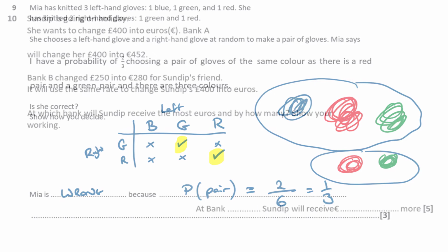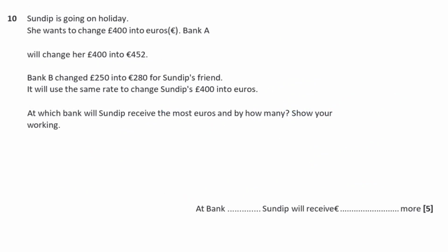Right, let's move on. Question 10. Sandip is going on holiday. She wants to change £400 into euros. Bank A will change her £400 into 452 euros. Bank B changed £250 into 280 euros for Sandeep's friend. It will use the same rate to change Sandeep's £400 into euros. At which bank will Sandeep receive the most euros, and by how many?